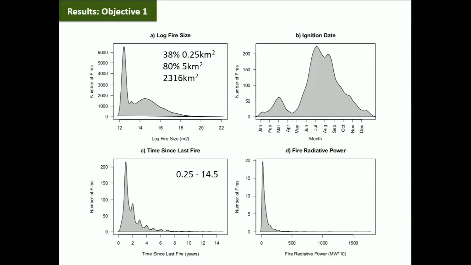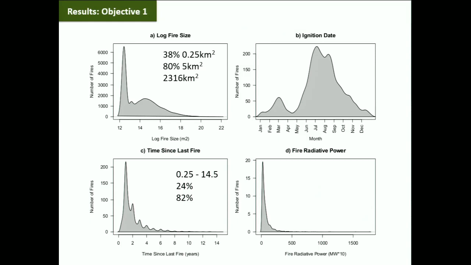Looking at time since last fire, we have years along the bottom axis here. There's a wide range here from a quarter of a year to unburnt throughout the whole of our study period. A quarter of a year, 3 months, an area burning, and then a fire returning within 3 months is a really rapid recovery. Just the amount of growth that has to take place to allow that area to burn twice in 3 months is really quite phenomenal. 24% of our fires occurred within 1 year of a previous fire, and 82% occurred within 3 years of a previous fire. So you're looking at a very large proportion of the ecosystem burning on a very regular basis. And finally, this is fire radiative power, how hot the fires are.